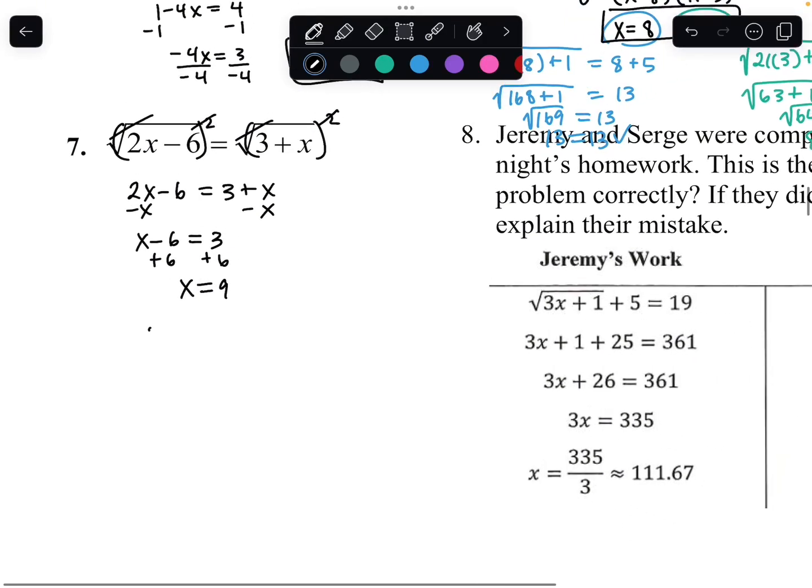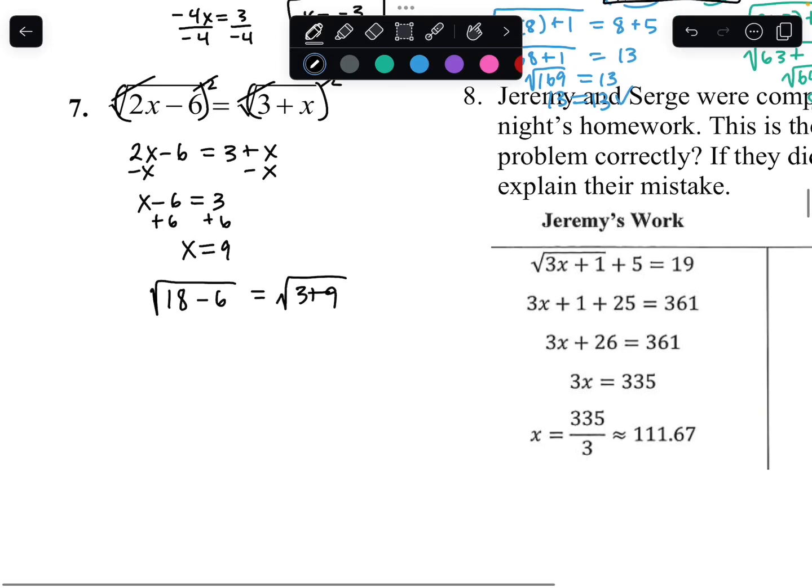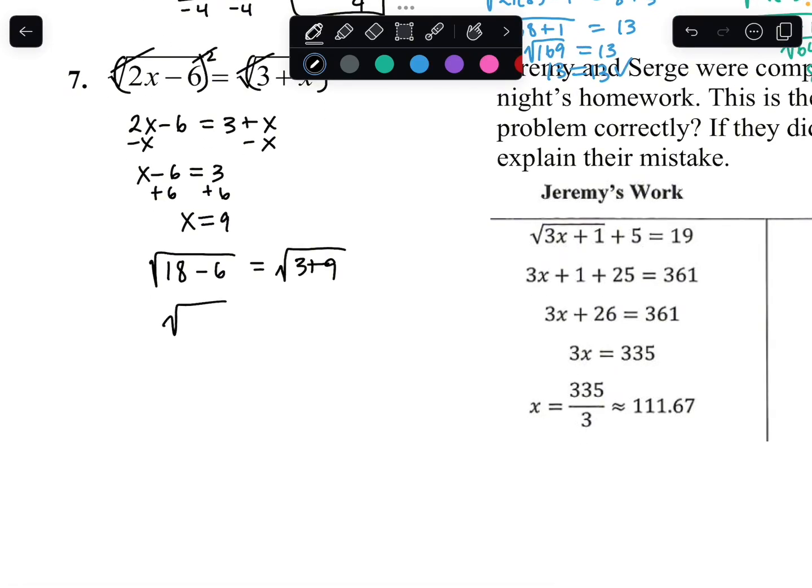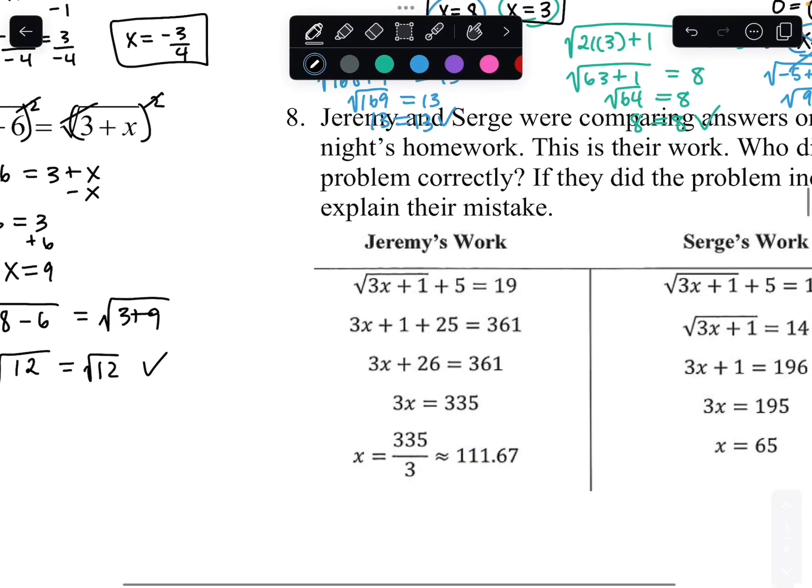And you don't really have to check these for extraneous solutions, but it's always worth plugging it in just to verify. And so I would get 18 minus 6 on the left side, and then 3 plus 9 on the other side. And so that simplifies to square root of 12 equals square root of 12, which is true.